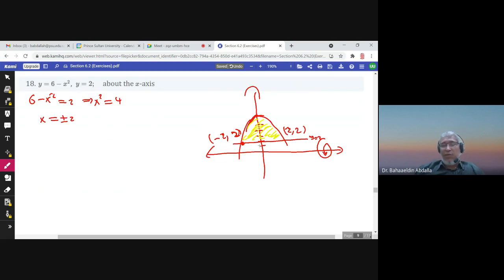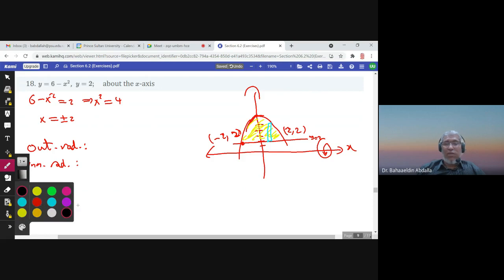Now, if we rotate this region about the x-axis, we will take a rectangle like this, a vertical rectangle, and it would be a washer, not a solid, because there is an empty space between the region and the axis of rotation. So we need to find the outer radius and the inner radius.